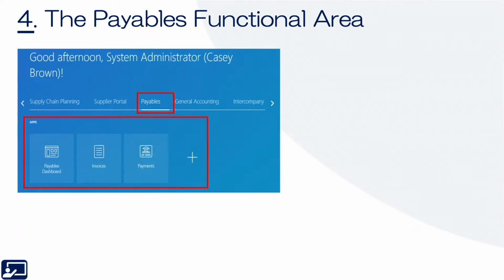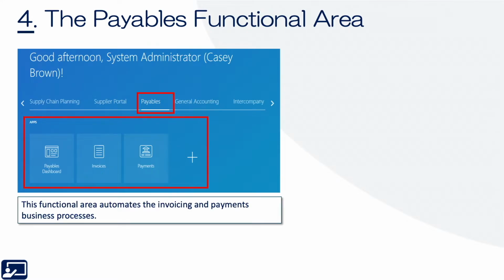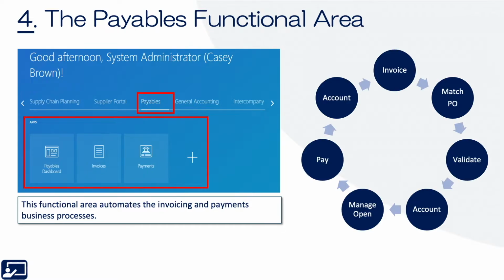Fourth topic, payables. The image on the left shows the different applications within this functional area. This functional area automates the invoicing and payments business processes. The image on the right shows the payables lifecycle flow. To learn more about this functional area, watch the free Introduction to Payables course under the Discovery menu.